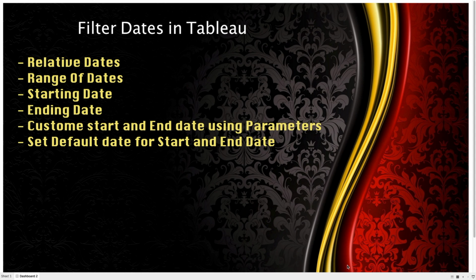We are going to learn about different ways in which we can filter the data in a dashboard by date values. So we will be talking about how we can filter the data by relative dates or by range of dates, and also how we can filter just by starting date or ending date. And at the end we will talk about how to create a filter using a Tableau parameter for start and end date, and also how we can set a default date for start and end date whenever we open a dashboard. So let's see how we can achieve this.